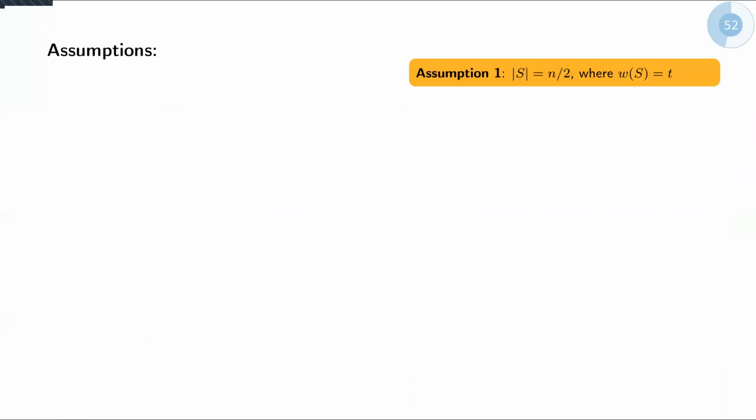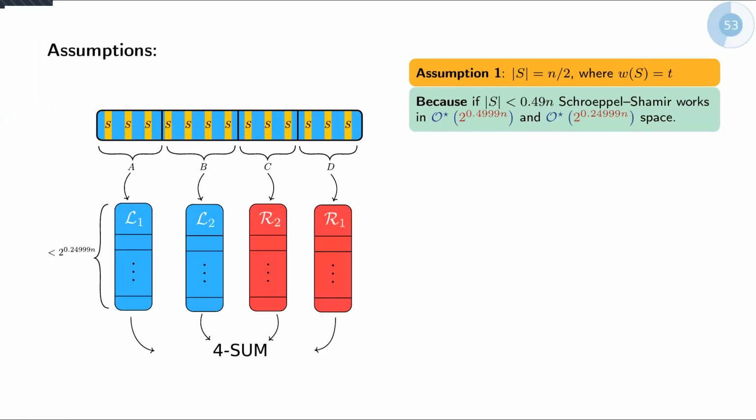Okay, so let me tell you some assumptions. They're pretty crucial. Assumption one is that the solution to subset sum in the worst case is half of the elements, right? The argument for this assumption is that otherwise you can solve subset sum faster.